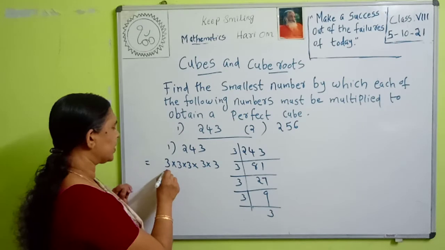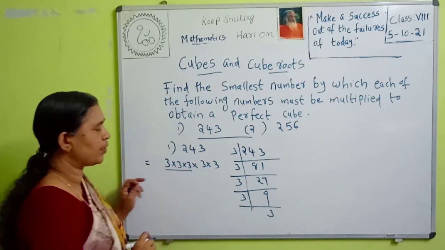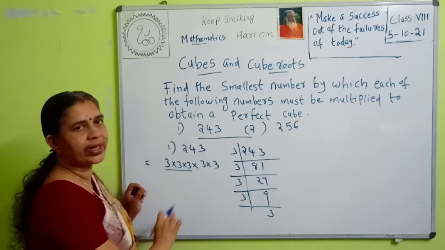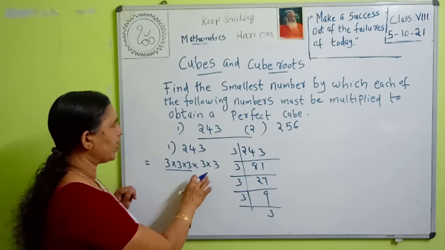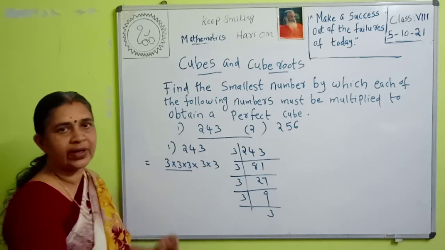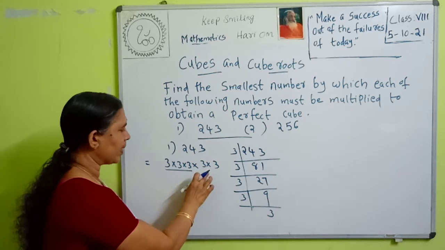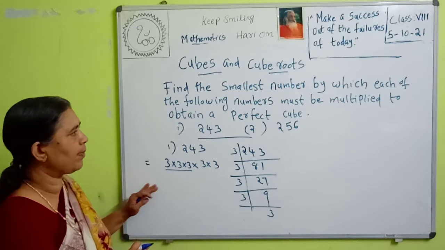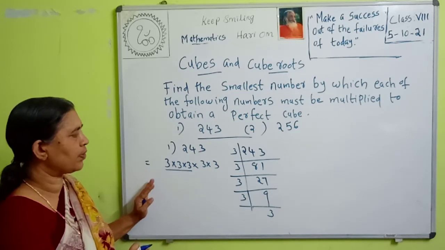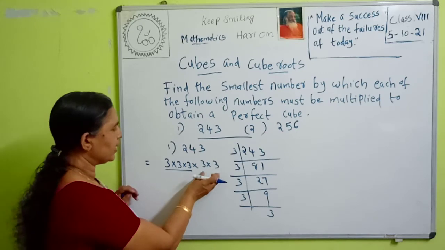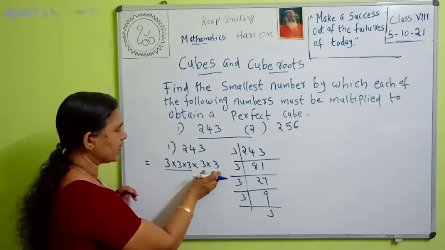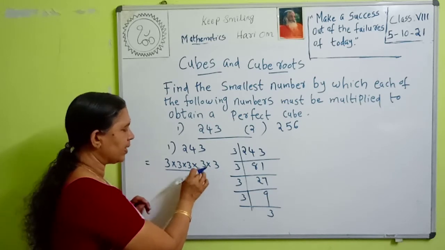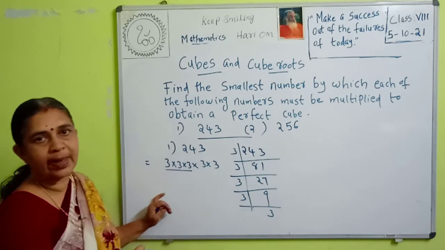Then we can group this into triplets. But to make this group into a triplet, we have to multiply. We need one more 3 here. So what is the smallest number to be multiplied to get this number a perfect cube? If we multiply this number by 3, then we will get a perfect cube number. So the smallest number to be multiplied to obtain a perfect cube is 3. Here we cannot write the 3s in triplets. We need one more 3 to write this as a triplet. So if we multiply this by 3, then this number will be a perfect cube.